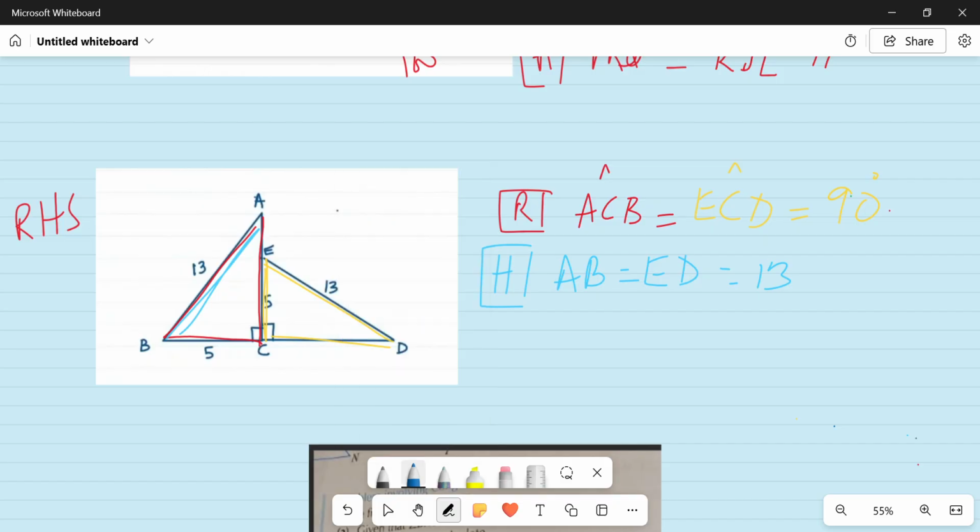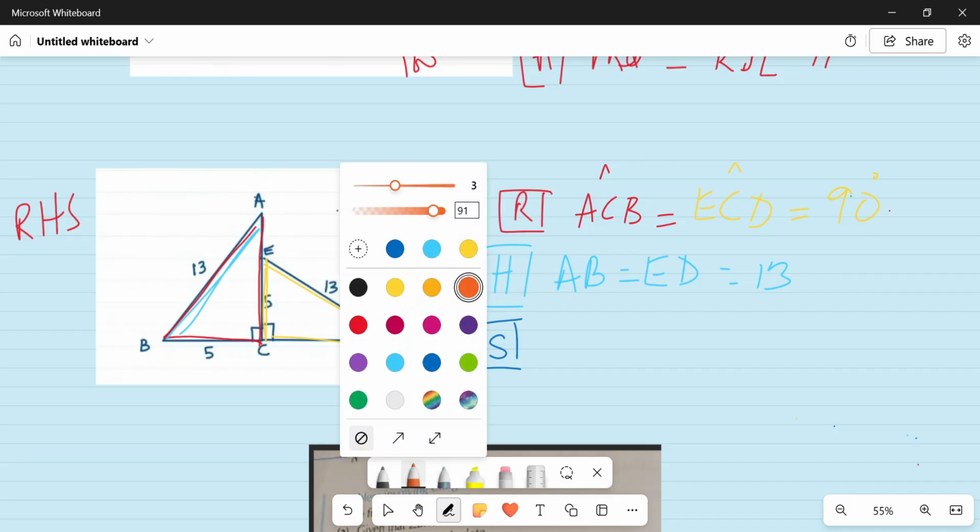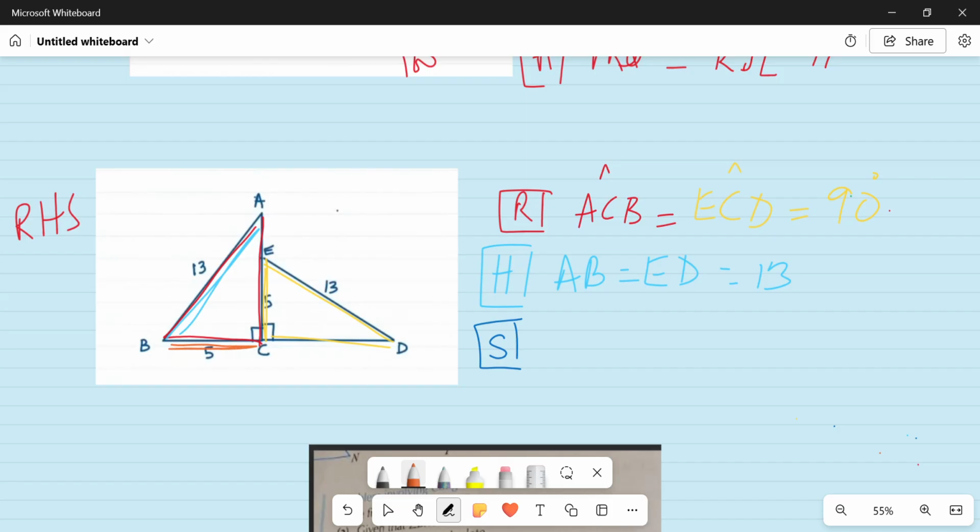Now the last one is S. You need to find out the property of S. So S, any one of the sides should be the same. Can you see which side is the same here? Yes, students. This BC is 5 centimeter and EC is also 5 centimeters. So BC equals EC, and the measurement is 5 centimeter, right? So hence by RHS property, triangle ACB is congruent to triangle DCE. We have done this.